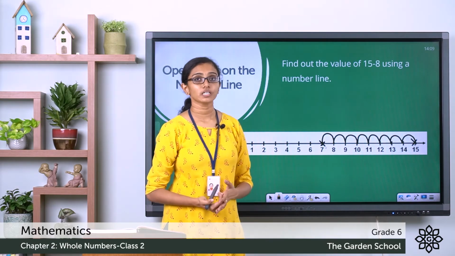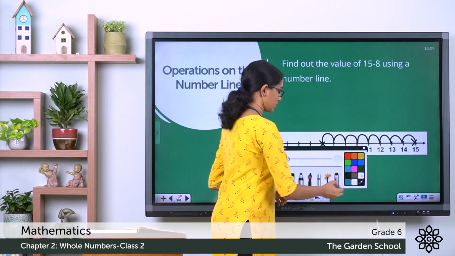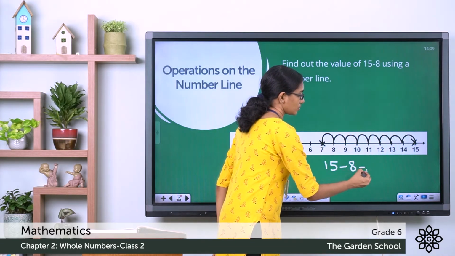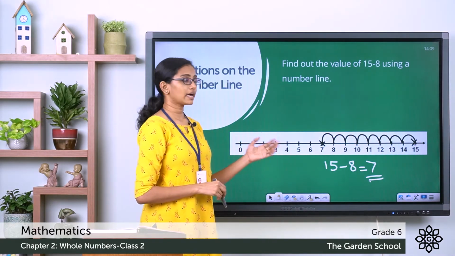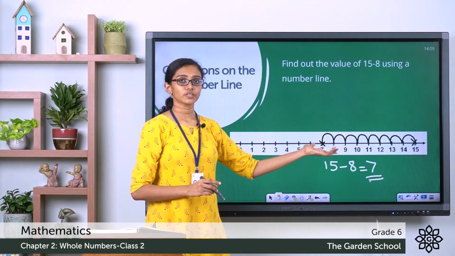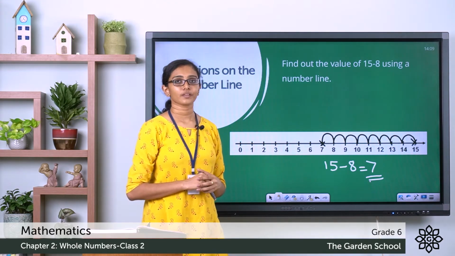That gives you the difference of 15 and 8. So what is 15 minus 8? 15 minus 8 is equal to 7. See, we got the answer. So while doing addition, jump forward or towards the right. While doing subtraction, jump backward or towards the left on the number line.